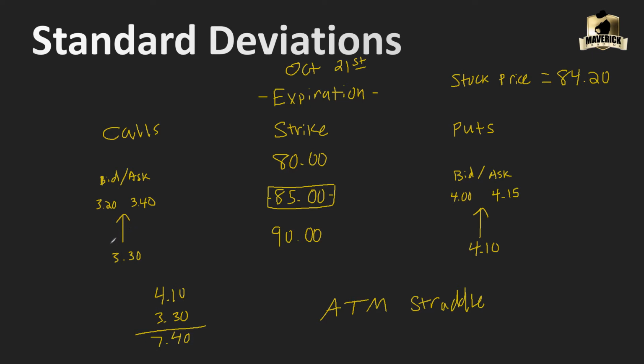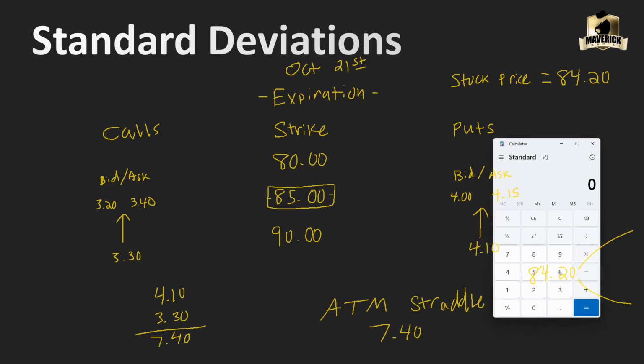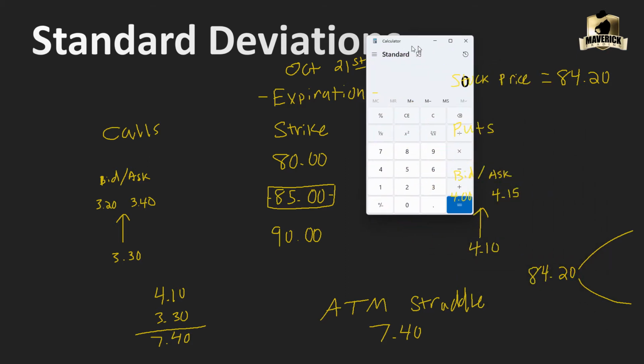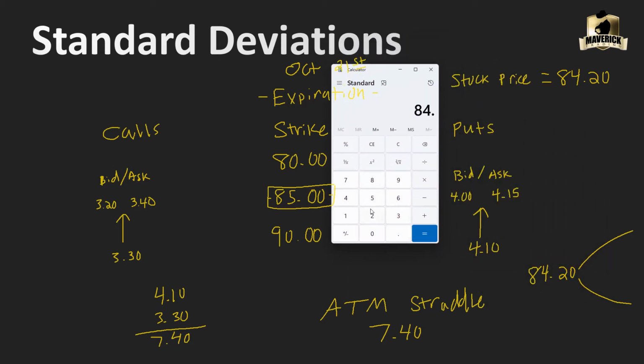Yes. Once you find the at-the-money straddle value, which in this case is 7.40, you say, okay, the stock is at 84.20 right now. Between now and October, it should go up or down 7.40 from this level. So let's do it together. Let me pull up a calculator so we're on the same page. I would take the current stock price at 84.20 plus 7.40, and that gives us the upper band. In this case, that's 91.60.